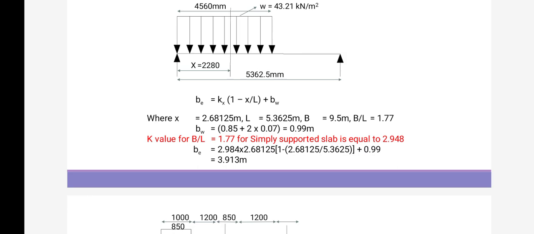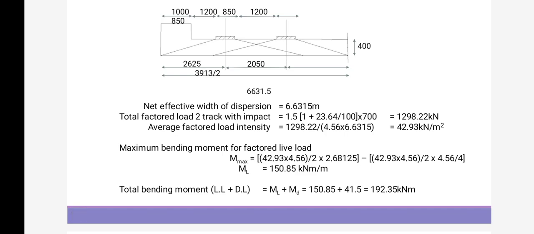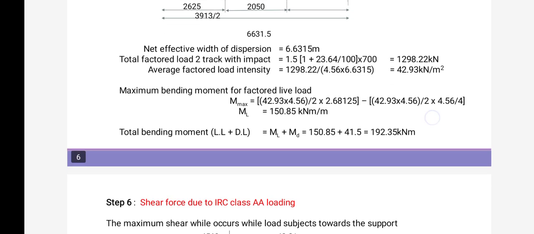Then K value for B by L is equal to 1.77 for simply supported slab is equal to 2.948. Therefore substitute all the values to find out B_e. So B_e is equal to 3.913 meter. So next, net effective width of dispersion is 6.6315 meter, and total factored load for two tracks with impact is equal to 1298.22 kilonewton. Average factored load intensity is equal to total factored load for two tracks with impact divided by 4.56 into 6.6315. Therefore the answer is 42.93 kilonewton per meter square.